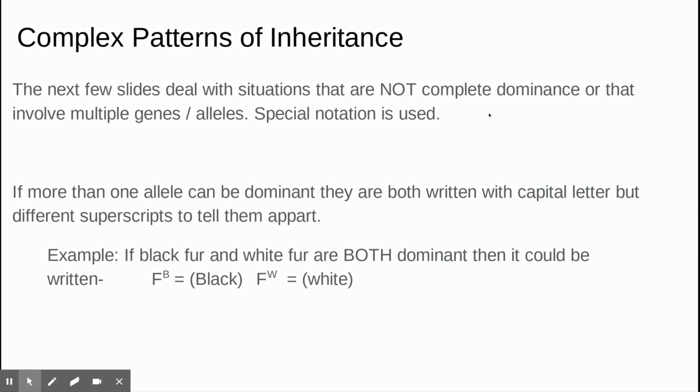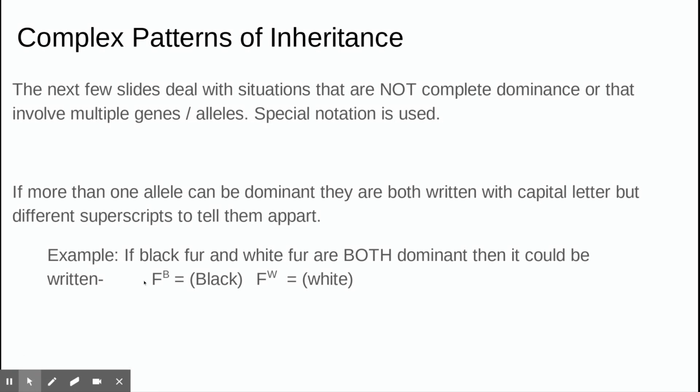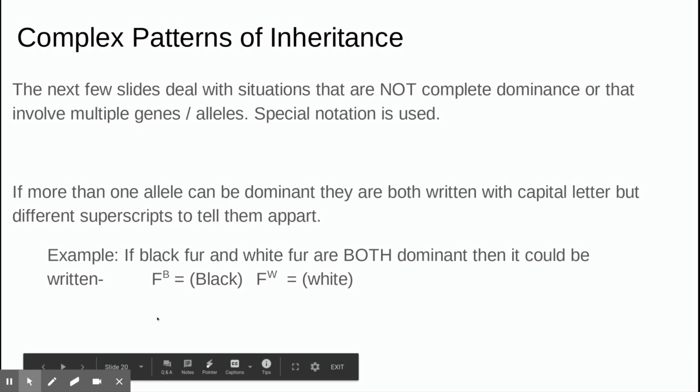All right, this is where things get a little more interesting. Basically, you're not always going to have 1 dominant and 1 recessive allele. There are some slightly more complicated examples. So for that kind of notation, we'll occasionally use 2 capital letters, but we'll use a little subscript to tell them apart. So if both black and white fur were both dominant, we would just say fur black, fur white. And all of these would just be capital letters to indicate that everything is dominant.